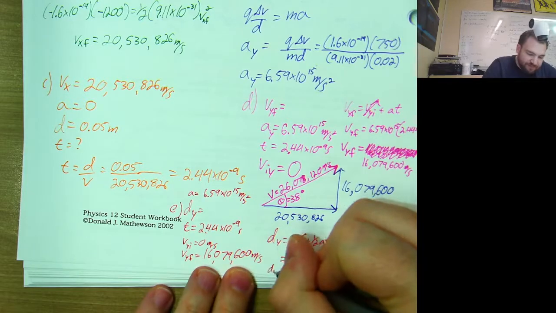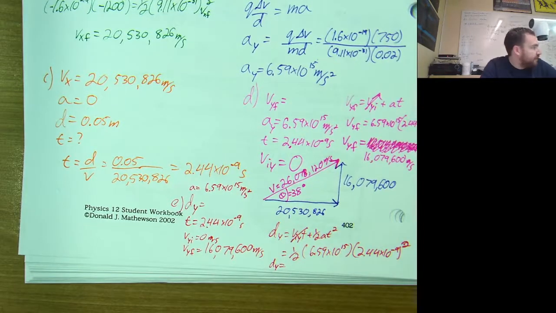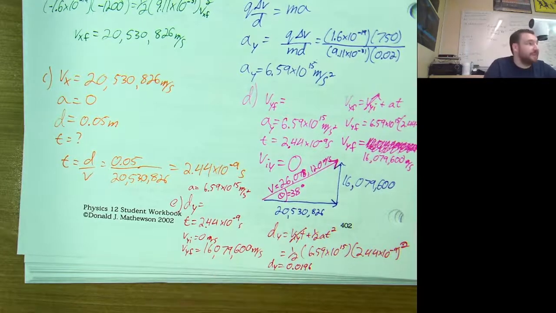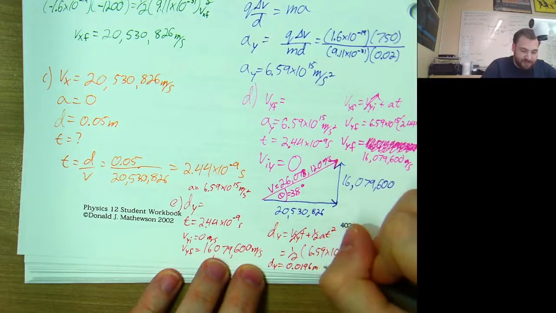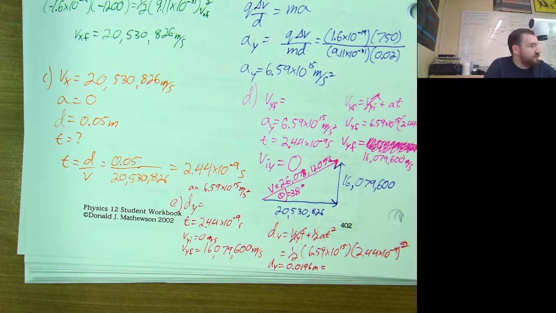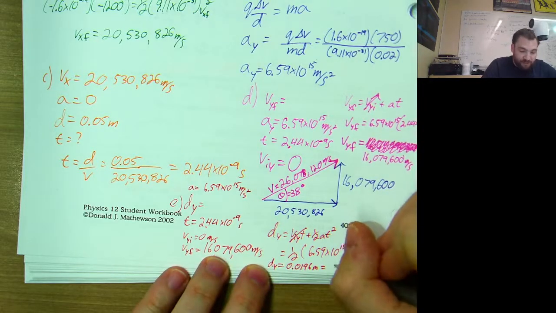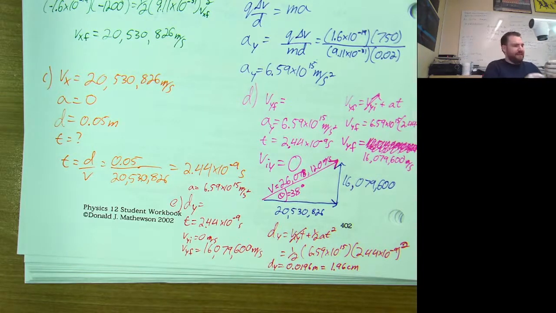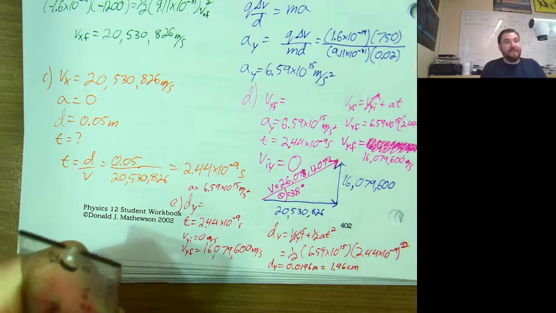What is the vertical displacement of our electron beam while it's in those plates? 0.0196. What are the units on that? Meters. So a more useful measurement is to take that 0.0196 meters and convert it to millimeters. Well, millimeters are centimeters. So that's going to be 1.96 centimeters. It deflected that far.